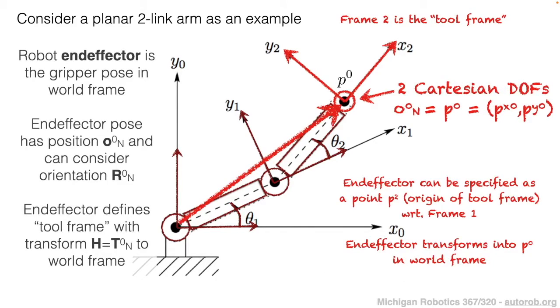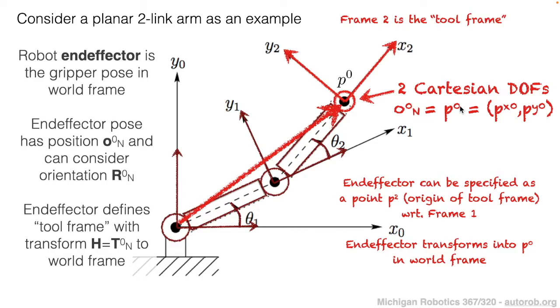If we put all these pieces together, this slide then summarizes the full setup. We have our robot end effector, which we can think about as being like the gripper pose within the world frame. This gripper pose is defined by a position within the world frame of reference. We're going to call that position this point O in the world frame 0, which we're also going to interchangeably call P superscript 0.